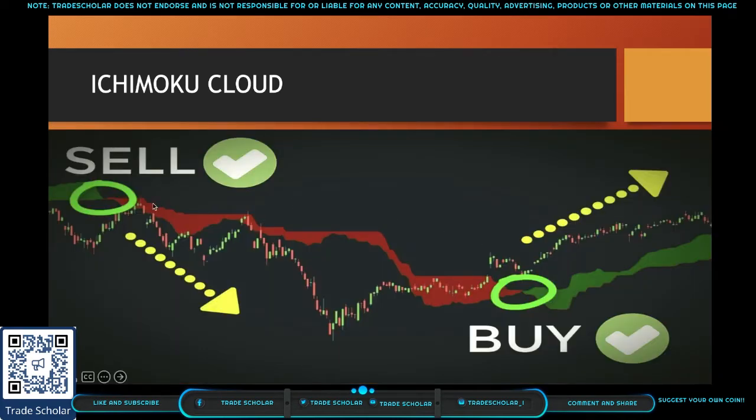So some basic tips. If you see the cloud crosses over from green to red, that's a sell position. So you can see you got rejected in the cloud and started dropping again. And then here in the buy signal, once it crosses the cloud, it bounces here and continues to the upside. So once the red crosses to the green, that's a bullish sign also.